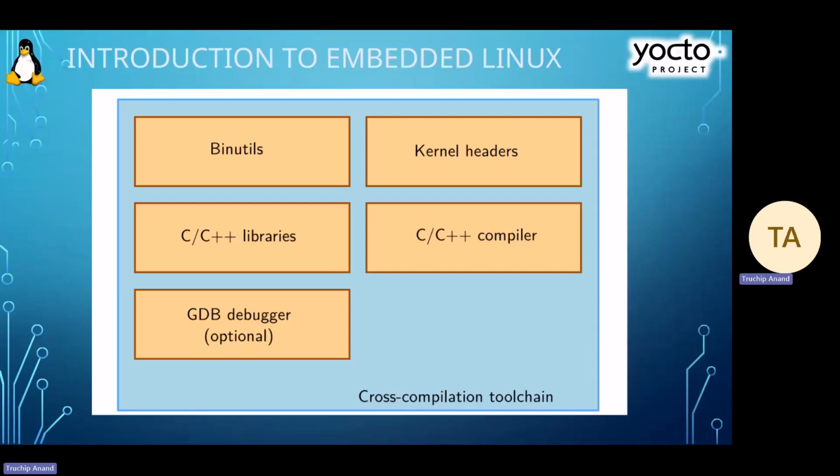For that, we use something called a cross compilation tool chain. Basically, the collection of all these things is called a tool chain. But if you see this, there is a certain term called cross compilation. So we will try to understand in the coming slide what exactly this means. This is a specific term, and we will try to understand what it means.